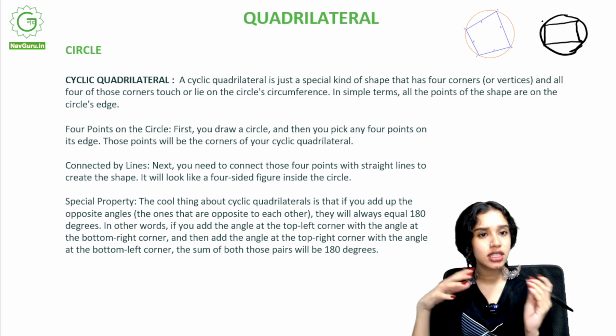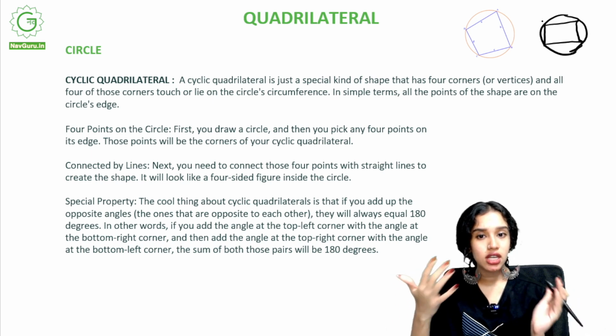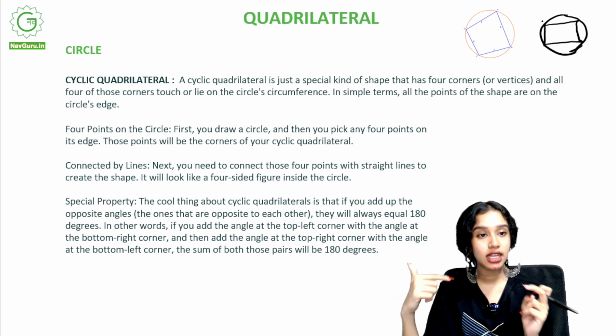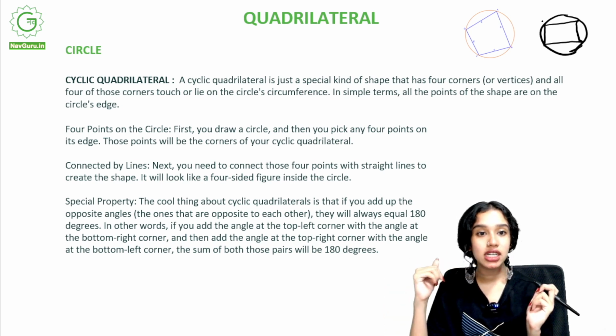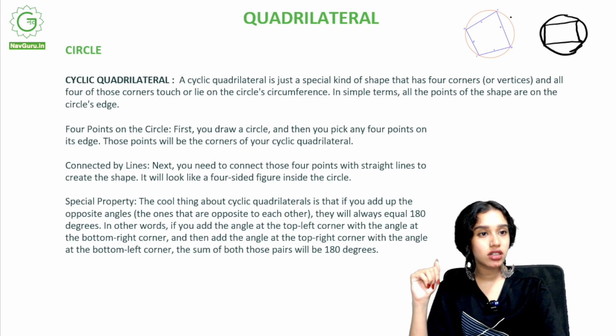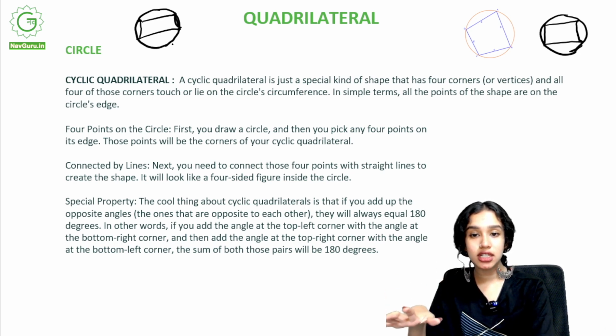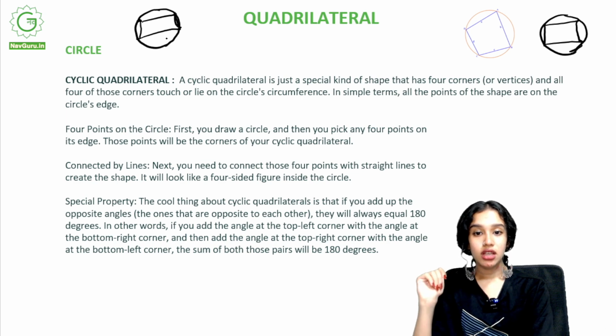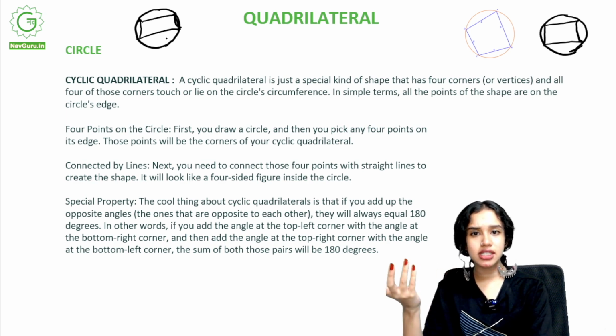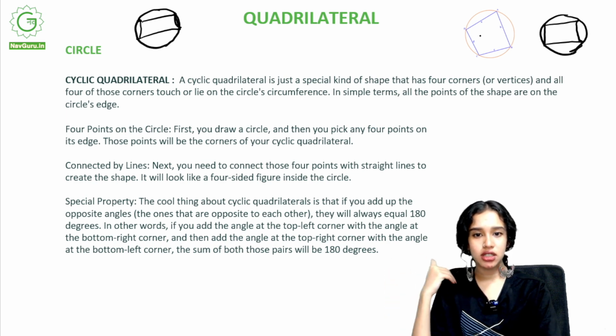First you draw a circle, then pick any 4 points on the edge. Those points would be the corners of a cyclic quadrilateral, right? Now they are connected by lines. So we took a circle, we chose 4 points on the circle, let's say these 4 points, and I'm connecting them. Now this is a cyclic quadrilateral, right? It will look like a 4-sided figure inside the circle, just like all these.